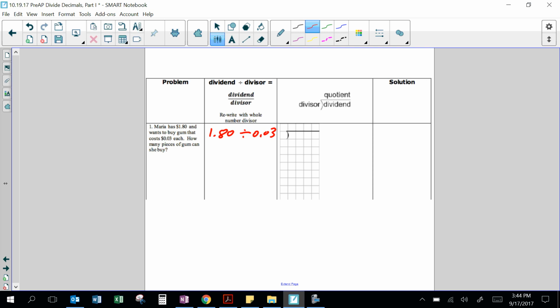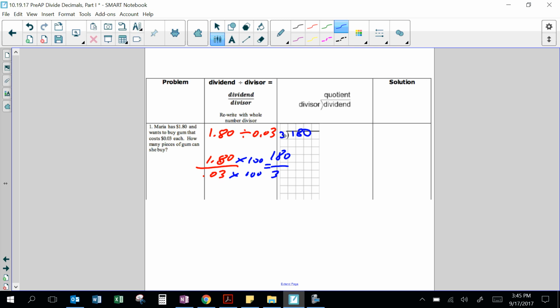Can I write this in fractional form? Do you like working with decimals? I do not. What power of 10 can I multiply this by? Well, this is in the hundredths place, so I'm going to multiply by 100. So that would be 3. Move the decimal point twice. That'll be 180.